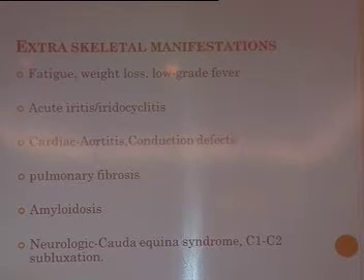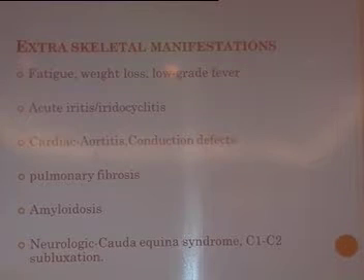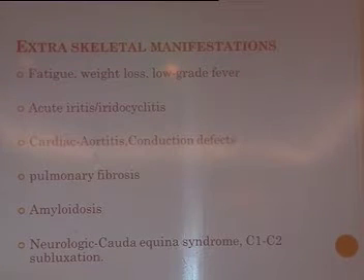Some of the extraskeletal manifestations include fatigue, weight loss, and low grade fever. Eye involvement is pretty common. Rather, this is the most common extraskeletal manifestation of ankylosing spondylitis. Here the patient develops pain, photophobia, and blurring of vision. In the cardiac system, we have aortitis, which leads to fibrosis. We also have conduction defects, pulmonary fibrosis which leads to restriction of respiratory movements, amyloidosis, and some neurologic problems like cauda equina syndrome and C1-C2 subluxation.